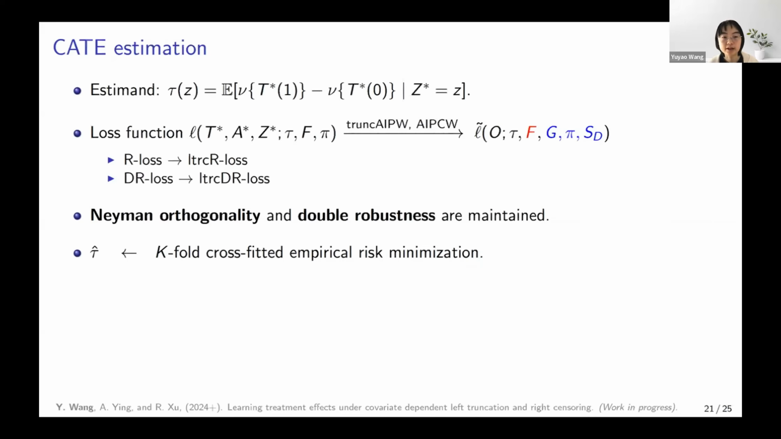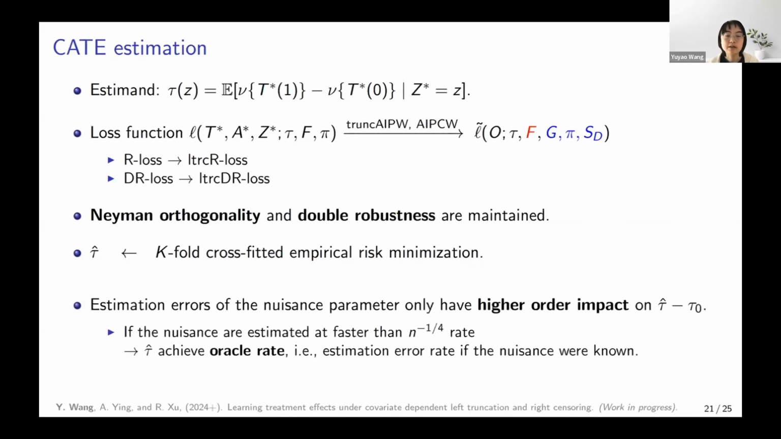And with these loss functions, we then construct estimators based on k-fold cross-fitted empirical risk minimization. And we can show that for the estimator constructed this way, the estimation errors of the nuisance parameters only have higher order impact on the estimation error rate of CATE. So our estimator can achieve the oracle rate, that is the estimation error rate if the nuisance were known, if, for example, the nuisance are estimated at faster than quarter N rate.